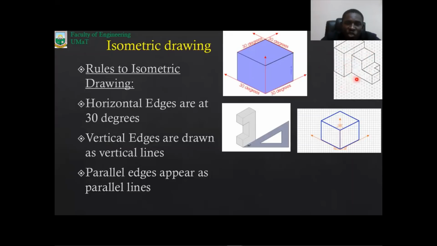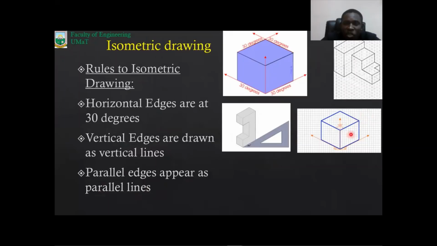Okay, so when I'm making this drawing, you are making this drawing in the top far right corner. You do not need a set of drawing instruments. All you need is your straight edge or even your free hand. You don't need a set square, you do not need your T-square and all that. So 30 degrees for all horizontal edges. Vertical edges are still drawn as vertical lines. And then parallel edges appear as parallel lines.